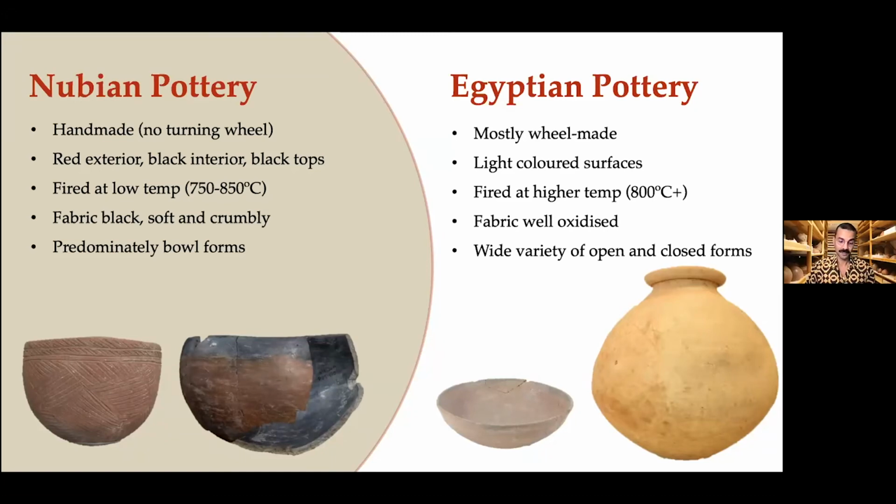There are also technological differences. Nubian pottery was made by hand, which is not on a wheel, and the vessel fabric, that is the material used to make the pots, is soft and black and crumbly, which suggests that it was fired at a low temperature. By contrast, Egyptian pottery is almost always made on a turning wheel, but not always, and the vessel fabric is usually much lighter in color, more dense and harder, indicating that it was fired at a higher temperature for a longer period.